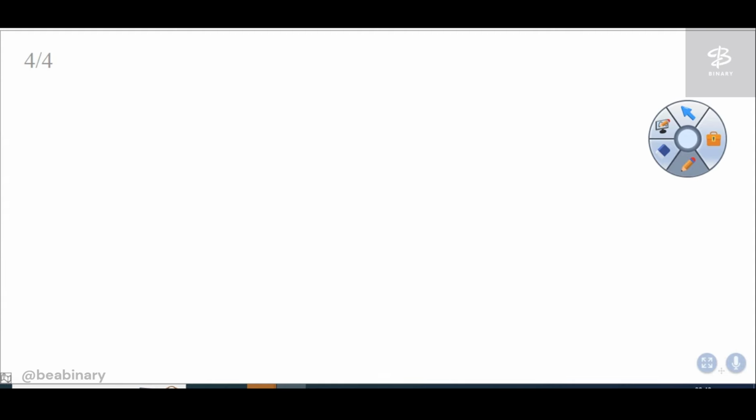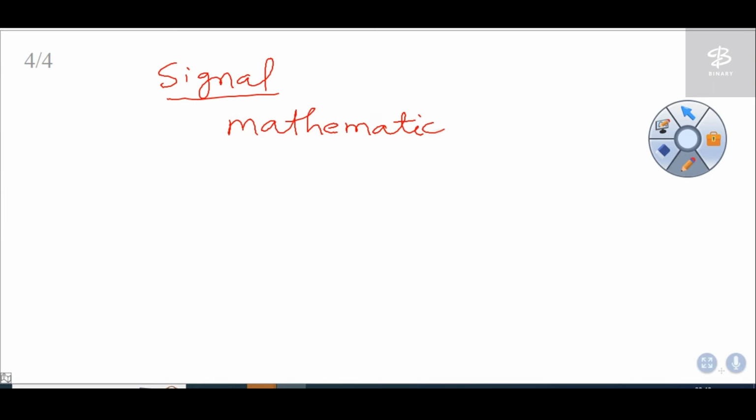So basically, whenever we have a signal, from the engineering point of view, from engineering applications, we always try to represent every signal in the form of a mathematical equation. We always try to represent the signal in the form of a mathematical equation. And further, this mathematical equation can be applied in algorithms.